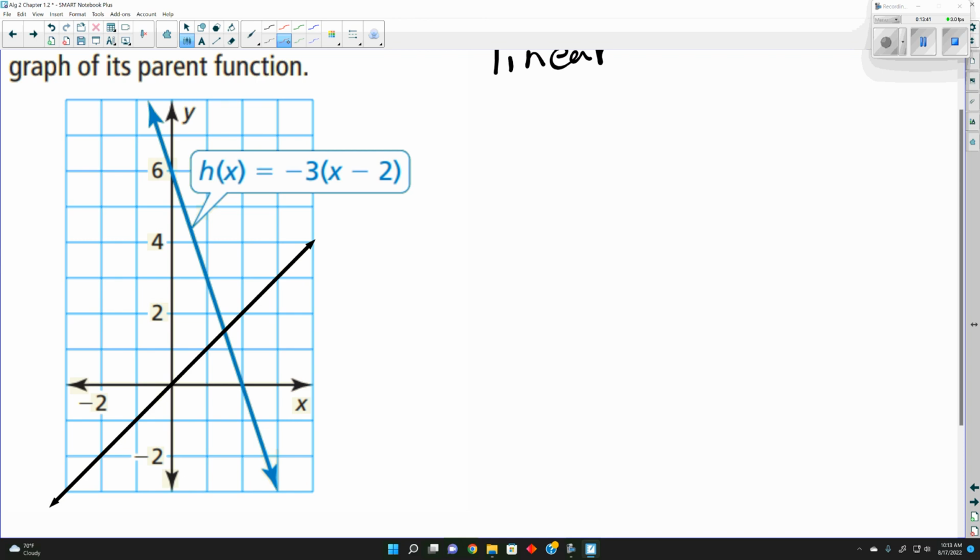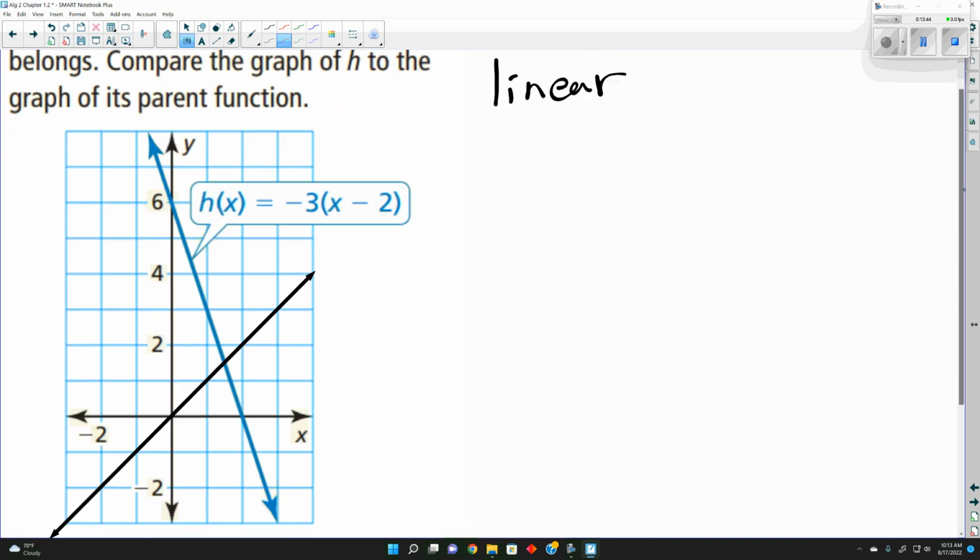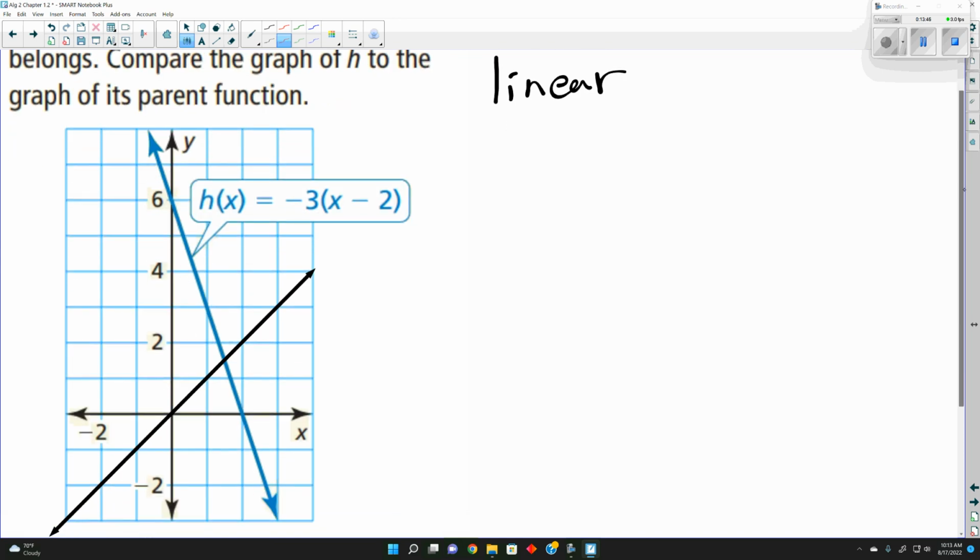Well, it's definitely been moved up, yes? Because it's not at 0 anymore. It's now crossing this axis at 6. So it's been moved up 6.